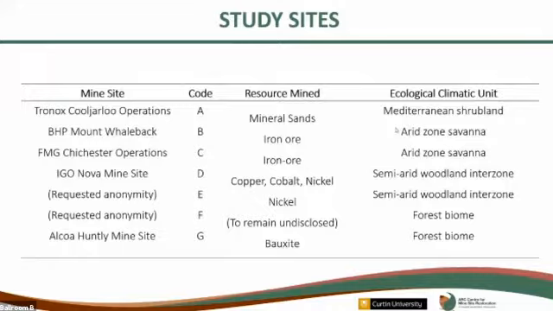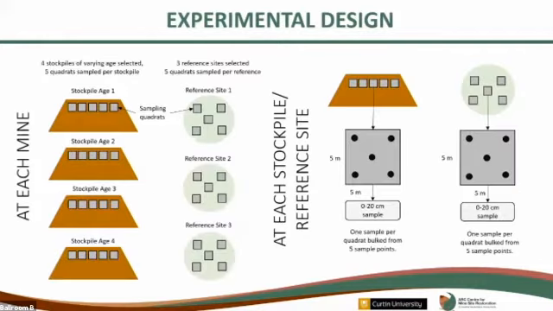Our study sites included iron ore, nickel, bauxite and mineral sands mines and represented the Mediterranean shrubland, arid zone savanna, semi-arid woodland and forest biomes of Western Australia. At each of the 7 mine sites, we sampled 3 reference sites and 4 stockpiles.